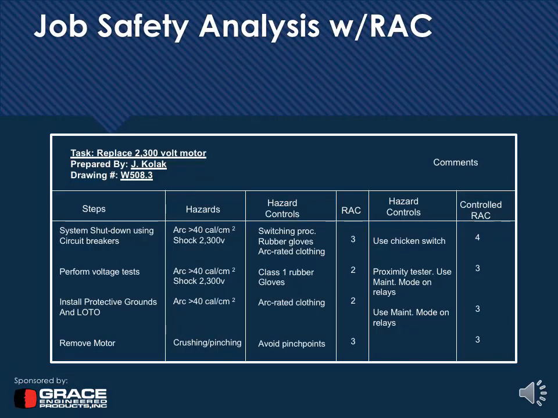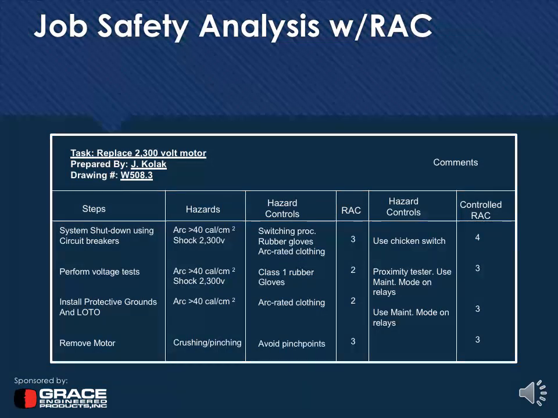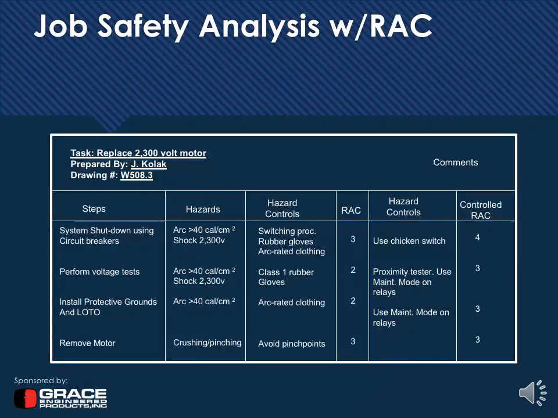Now this is based on the rack table that you had seen earlier. In this case, a 1 or a 2 is bad, a 3 or a 4 is good. So in this case, it would be a 3, and we ask ourselves one more time, is there a need to do additional hazard controls? In this case, using a chicken switch or a remotely actuated switch would improve the situation from a rack of 3 to a rack of 4.